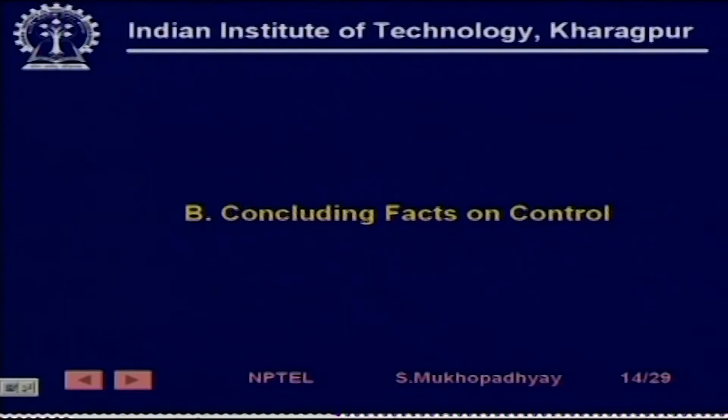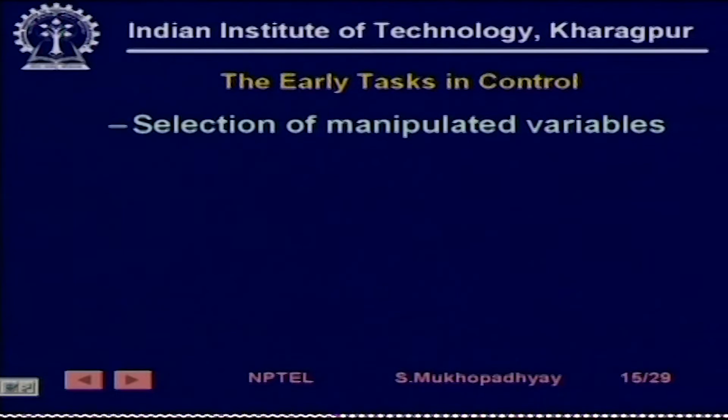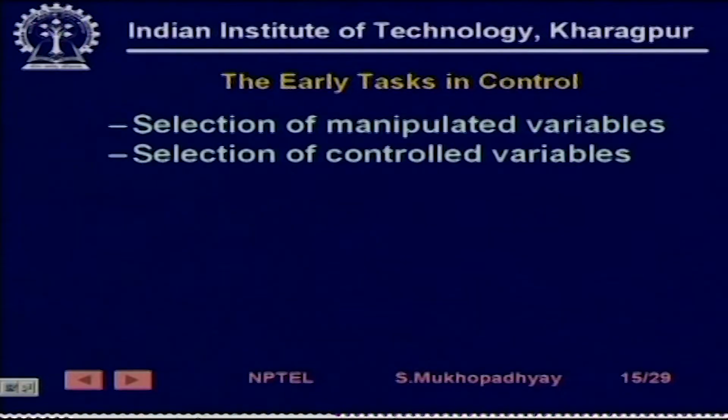Having said this, these are typical implementation features, and now we will come to some facts on control. I wanted to start with the early tasks in control, because these are the parts that we generally never pay attention to in an undergraduate control course. Neither have I paid attention to them here, but at least let me mention that these are very important tasks. First of all, selection of manipulated variables, which variables are to be manipulated, and selection of controlled variables, which variables are to be controlled.